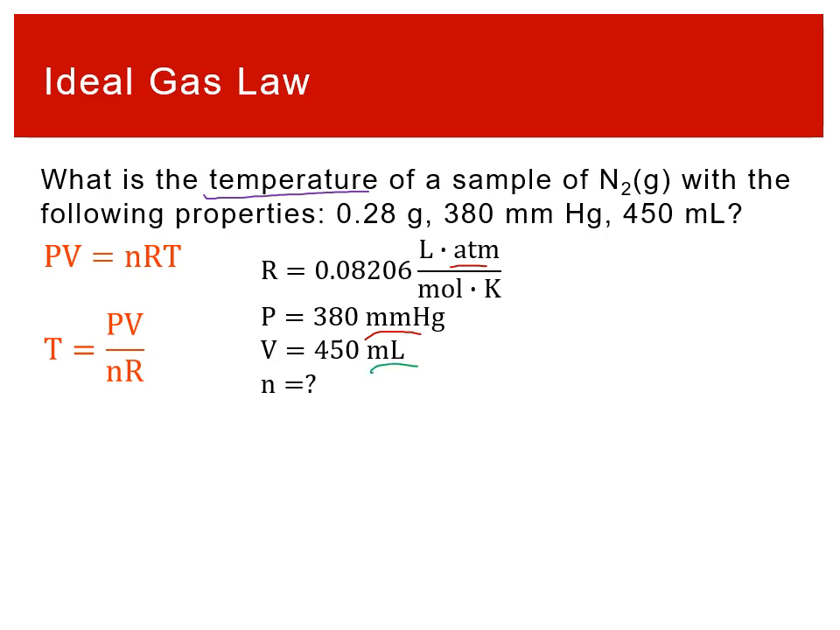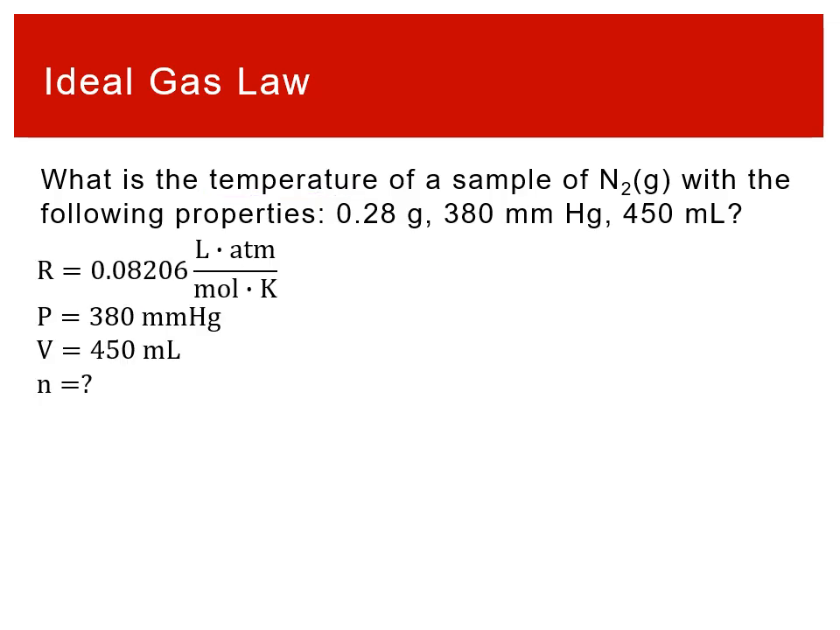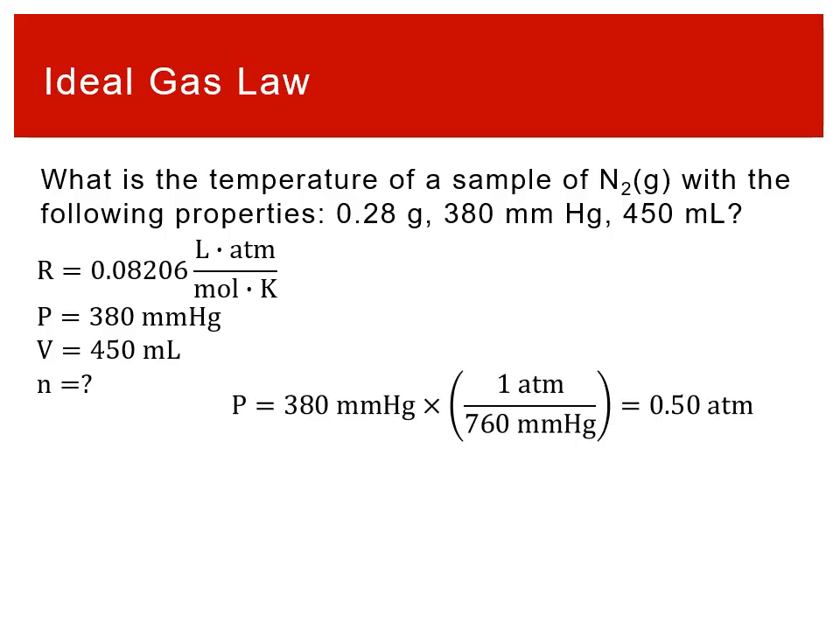We can also see that milliliters doesn't match liters. We're not even given a moles sample. So the question is, how can we figure out the moles and deal with all of those unit conversions that we need? For the pressure, that can be a unit conversion. Millimeters of mercury we can turn into atmospheres. We know that there are 760 millimeters of mercury in an atmosphere, and we can look up this unit conversion factor.